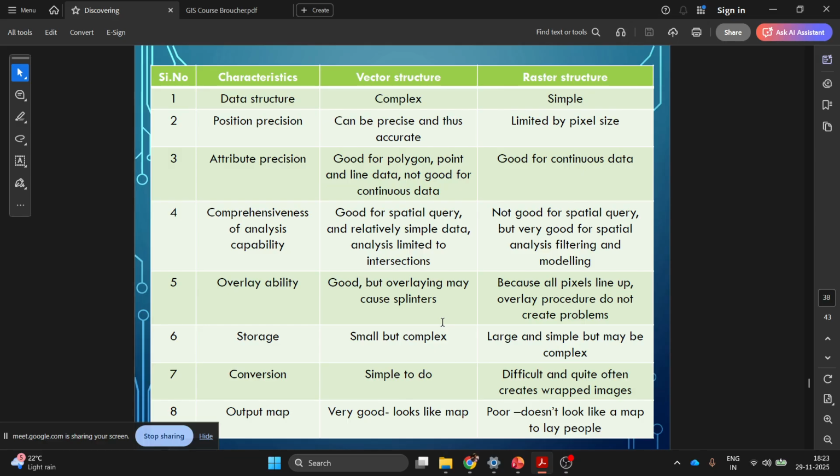Okay, so I explained why it is complex. And in case of a raster, it depends on the pixel size, and it is large and simple but may be complex sometimes. And also, conversion is simple to do, but converting a raster to vector is difficult and quite often creates warped images.